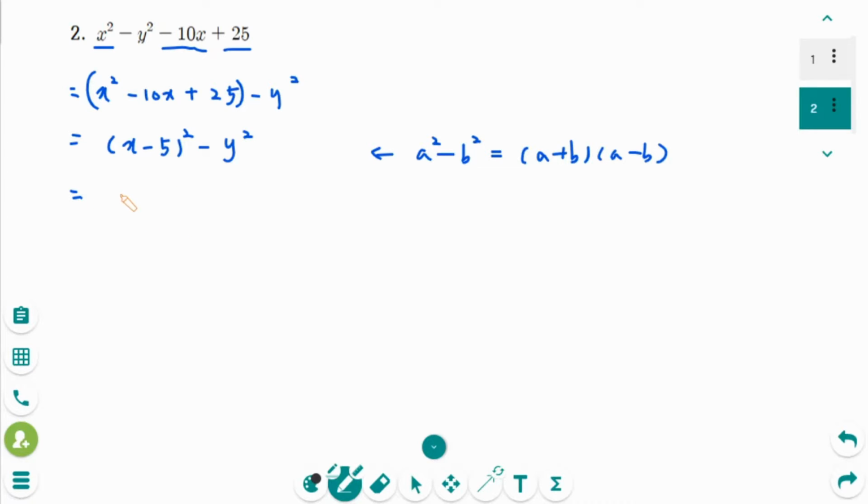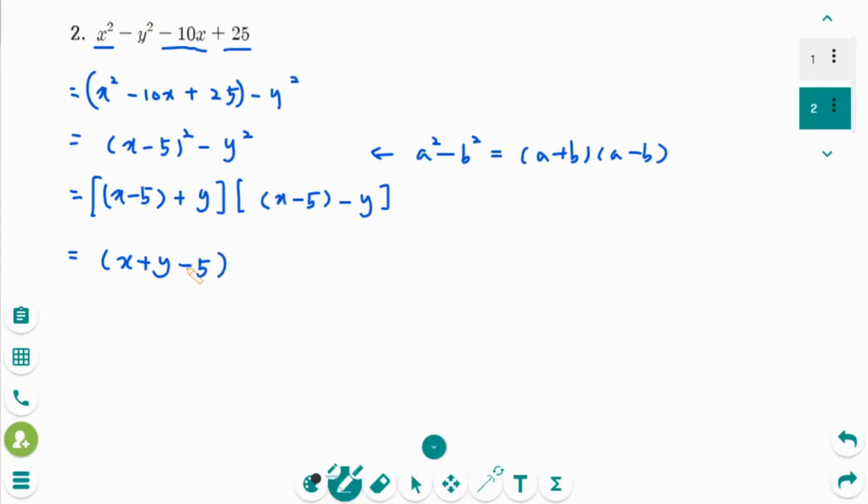So that one is a part plus b part, times a part minus b part. And then in expanded form, x plus y minus 5, and then x minus y minus 5. So this is the factored form.